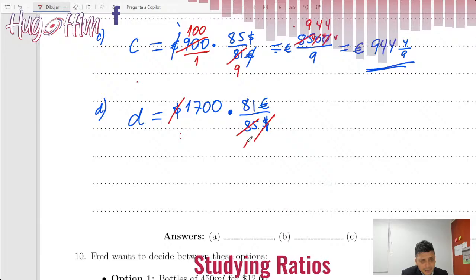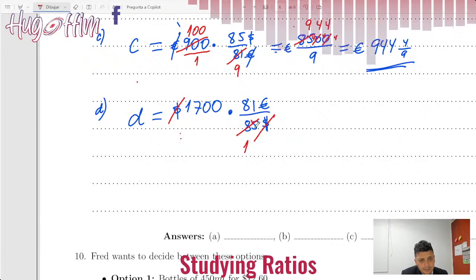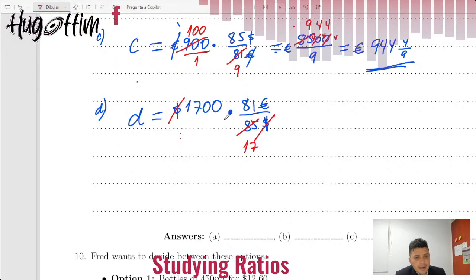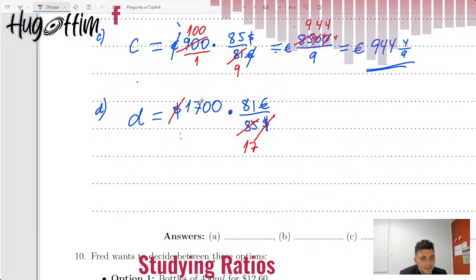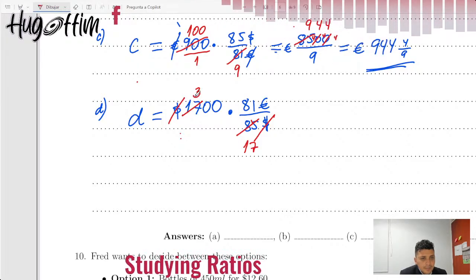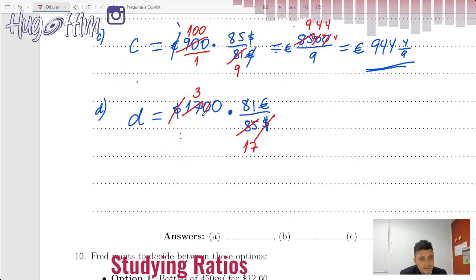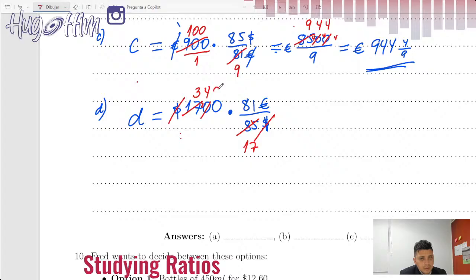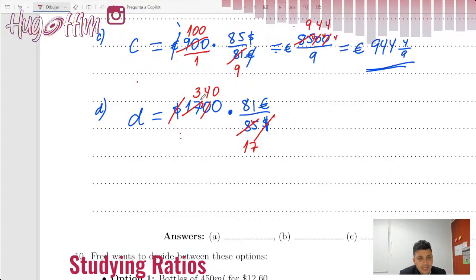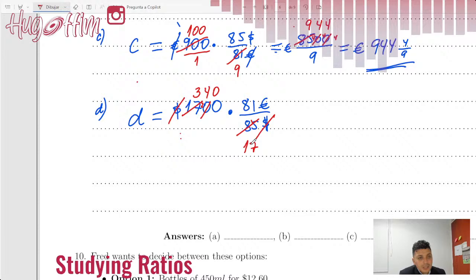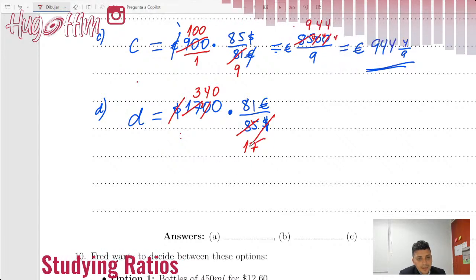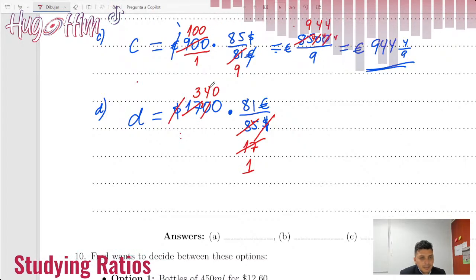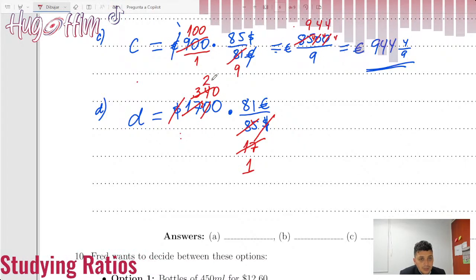85 divided by 5 is 1 and 3 left, so 35, 75, 17. And I'm going to divide by 5 1700, so this is going to be 3, 2 left, 20, so divided by 5 is 4, so 340. Now look at that, 340 and 17, both are divisible by the same number, that is 17. 17 divided by 17 is 1. 340 divided by 17, 34 divided by 17 is 2, so it's 20.